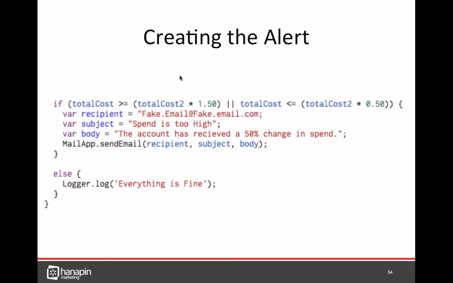We have 2 dates, and the total cost we compare. If the total cost has changed by more than 50% upwards, I want this alert to send. Or, which is those 2 bars next to each other, if the total cost is less than 50% of the day before. So 50% plus or minus, I just put it in one line.